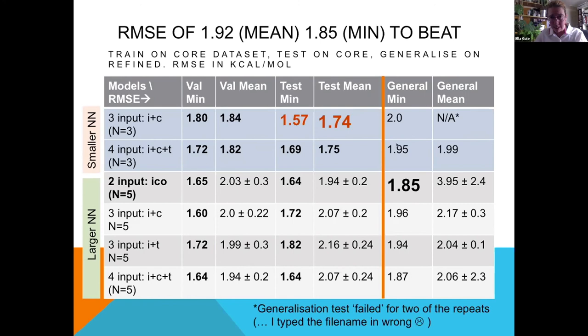So we see here, we've got some nice results. Quite small neural networks up here, we get some very good values on the test data set. Slightly larger neural networks over here, we get, that's the best one we got. So that's the best error on the generalization data set. So it all looks pretty cool.